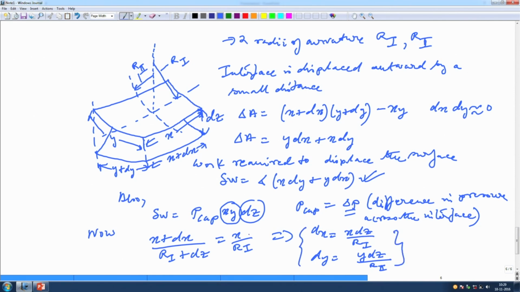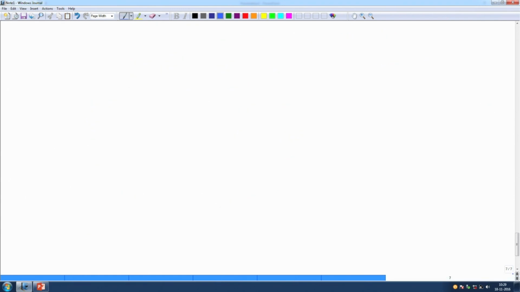The first expression comes from this. For the second expression, you can write an equivalent expression for R2 as well, involving y. Based on this, we can now say that sigma times (x dy plus y dx) must be equal to delta P, the capillary pressure, times xy times dz. That has to be true because the two works have to match.